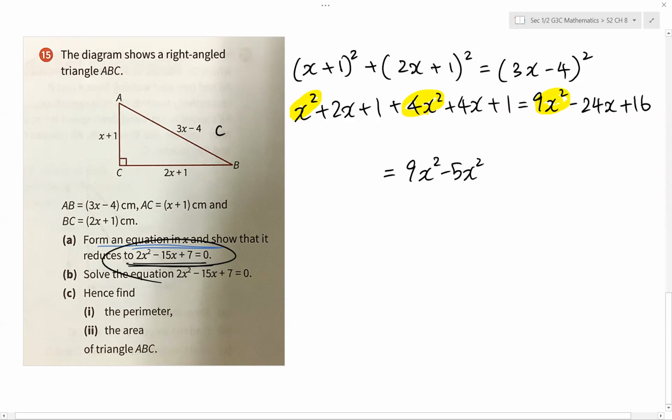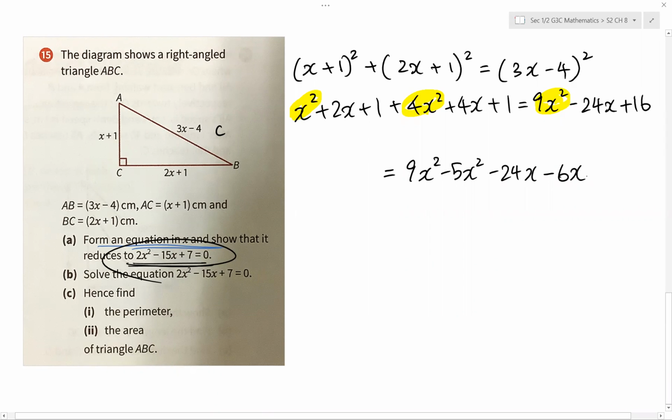Now I consider all the x terms. On the left hand side, I've got 6x. The right hand side, I've got negative 24x. I'm going to take away the 6x on the left hand side, so negative 24x minus 6x. Take away the 6x on both sides already.